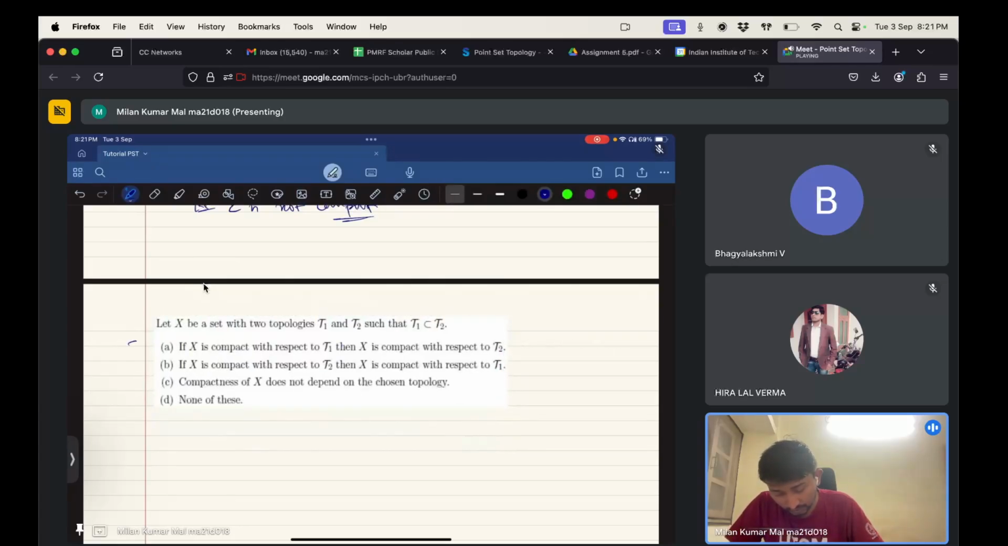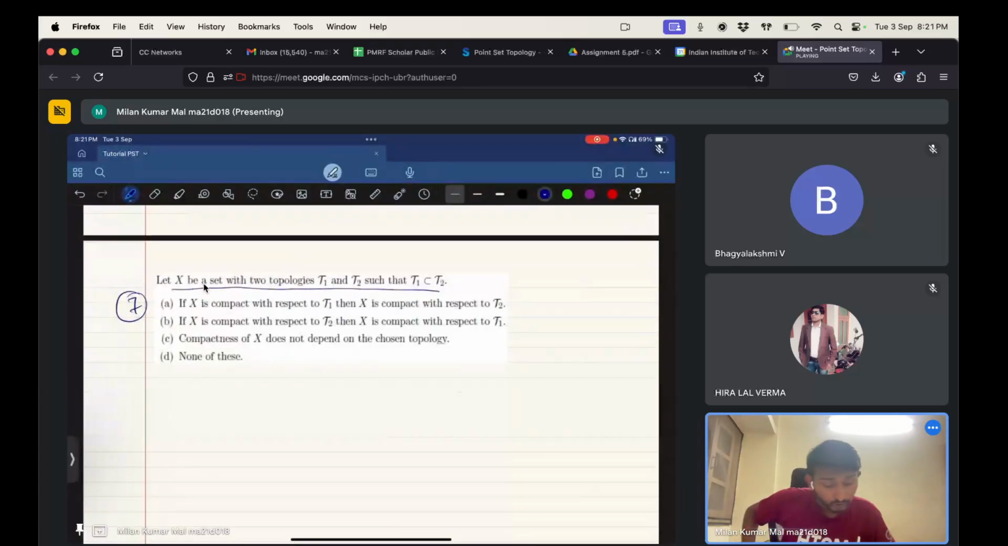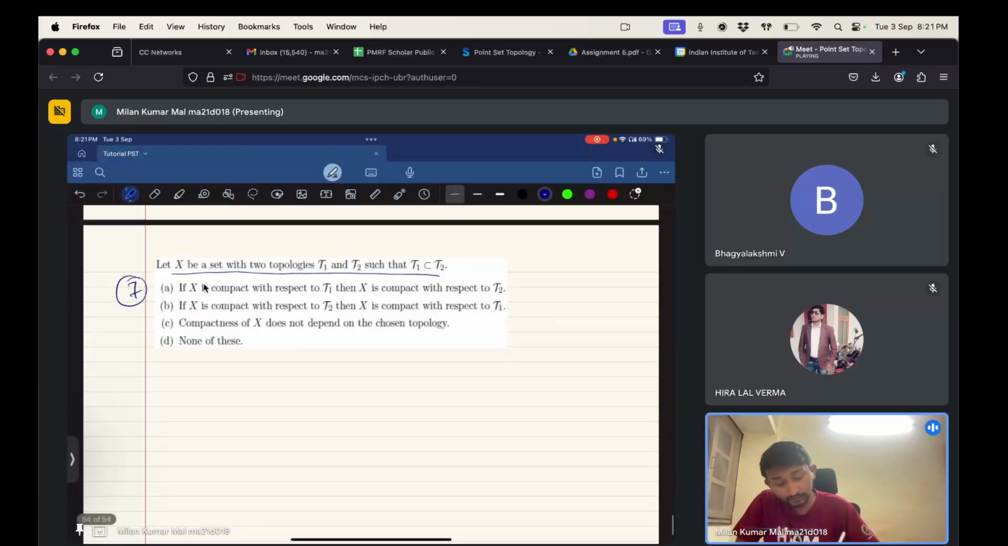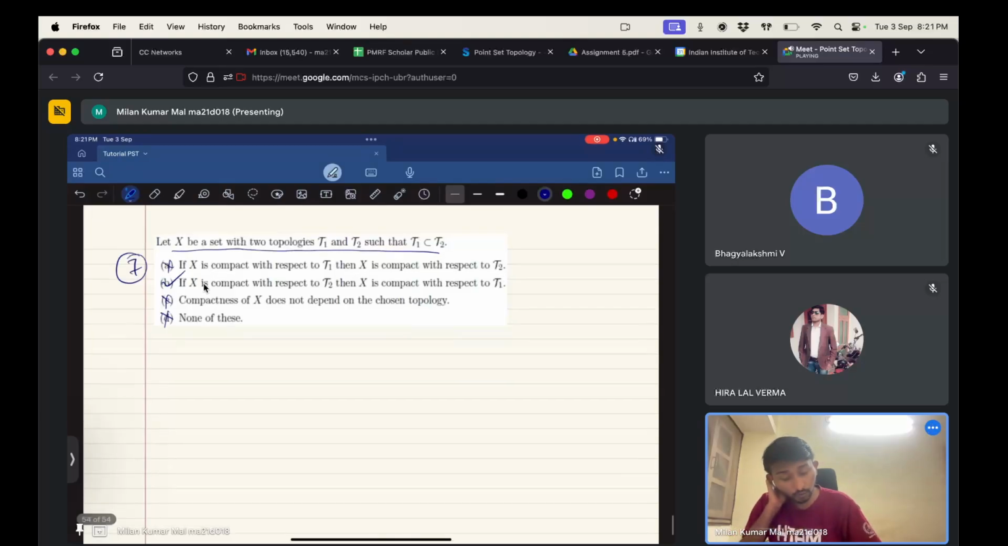This is question number 7. It says that X is endowed with two topologies tau 1 and tau 2 such that tau 1 is a subset of tau 2. First I will prove that option B is correct and option A is not correct. Then all others will automatically cancel out. Assume that X is compact with tau 2.